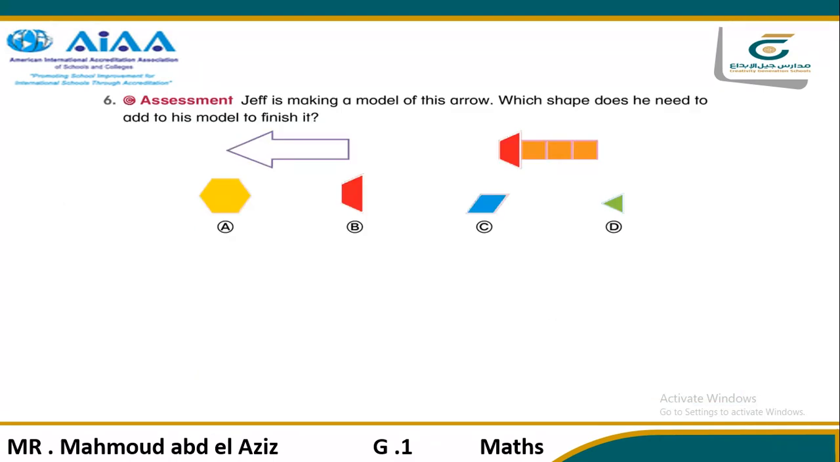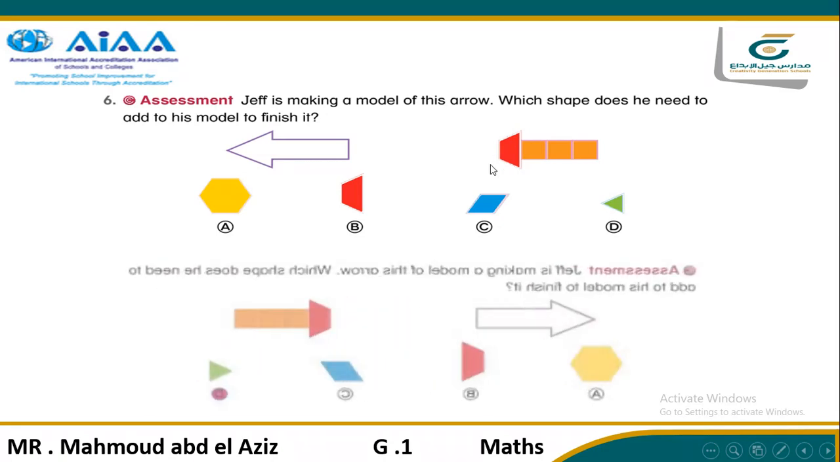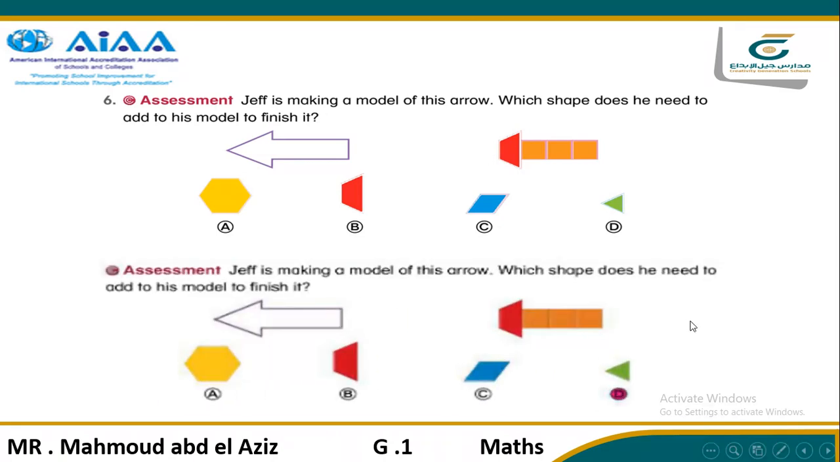Another question and the last one here. Jeff is making a model of this arrow. Which shape does he need to add to his model to finish it? Look here. What is the shape we need here to complete it? Think. Excellent. We need a triangle. We need to put a triangle here. Excellent. So our answer here will be triangle.